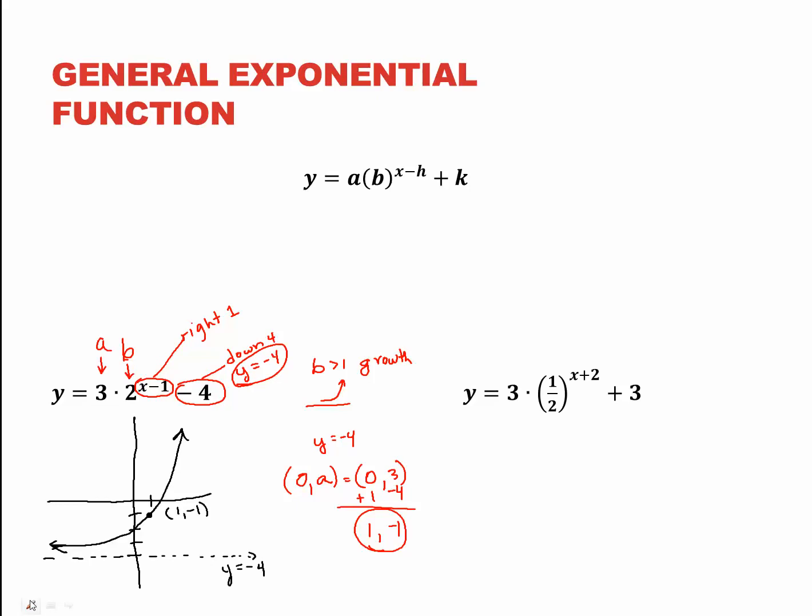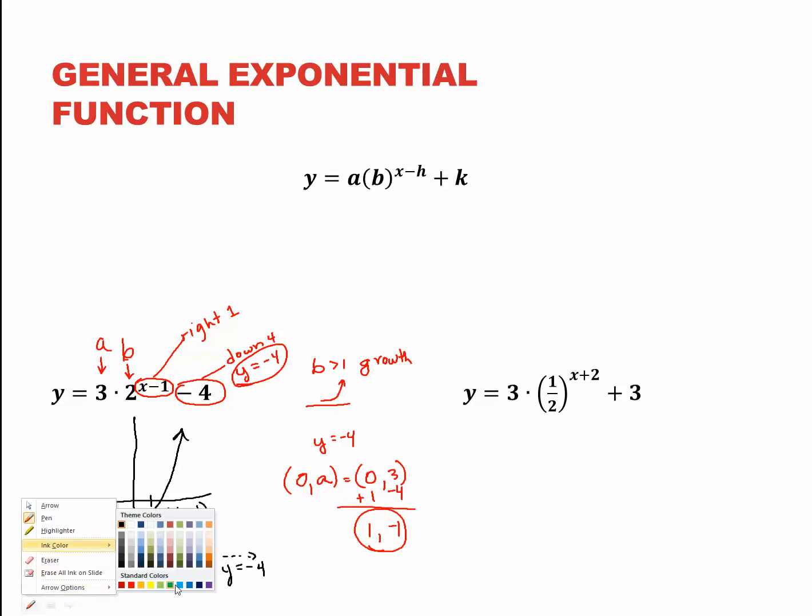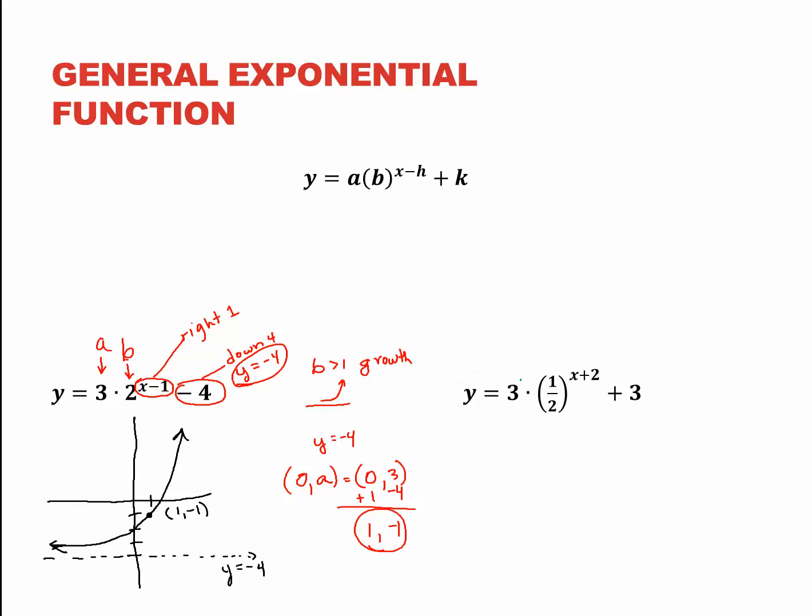All right, let's do the next one. So when I look at this, I see that this one is a, this is b. This tells me that it's moving to the left 2 units. This tells me that it's moving up 3 units, but that also y equals 3. The fact that b is 1/2 tells me that it's decay. And the fact that a is positive tells me that it's regular decay or normal decay, which means it's going to look like this, right?